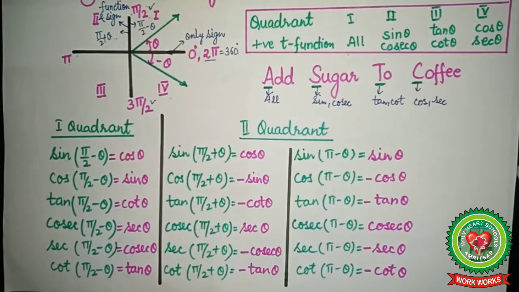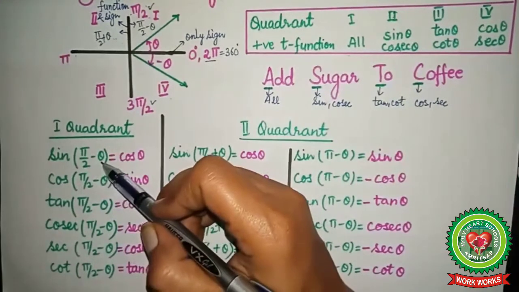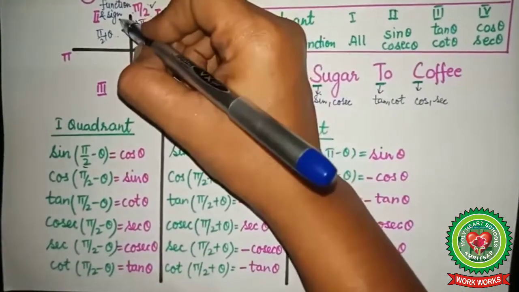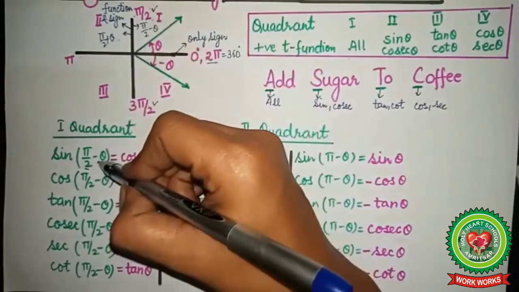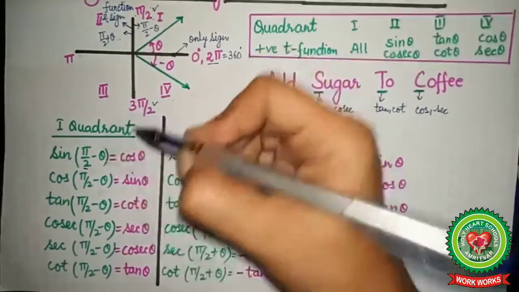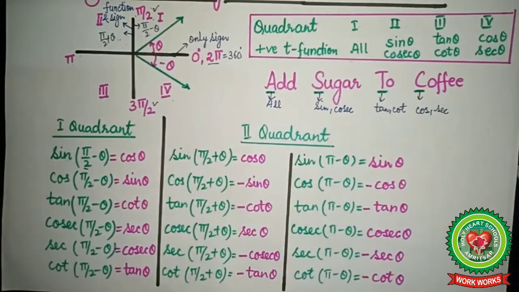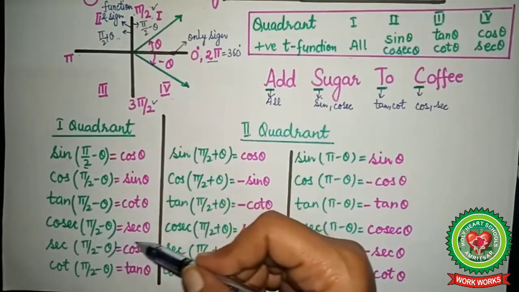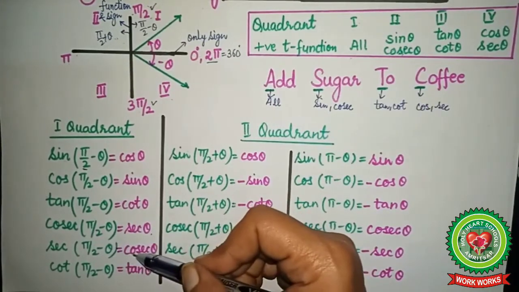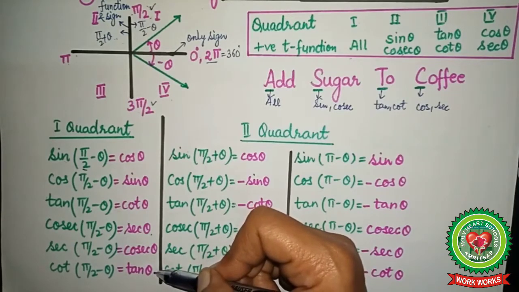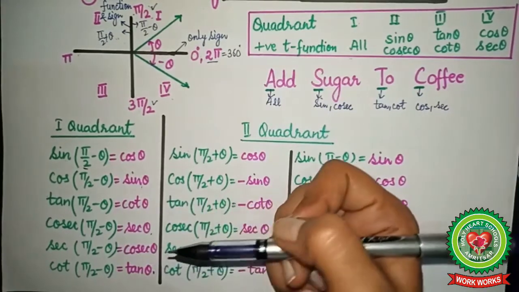Now first is sine 90 minus theta. Here it includes the angle 90 degree. So here function and sign change. Now as sine is going in its own quadrant, so it is positive. So all the values will be positive. Sine 90 minus theta is cos theta, cos 90 minus theta is sine theta. Then tan 90 minus theta is cot theta. Cosecant 90 minus theta is secant theta. And secant 90 minus theta is cosecant theta. Cot 90 minus theta is tan theta. It lies in the first quadrant.